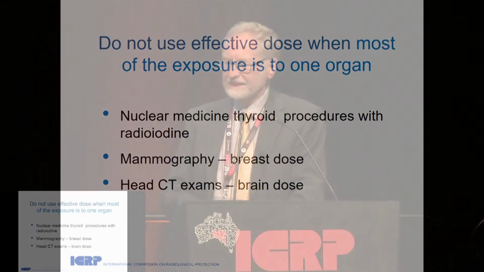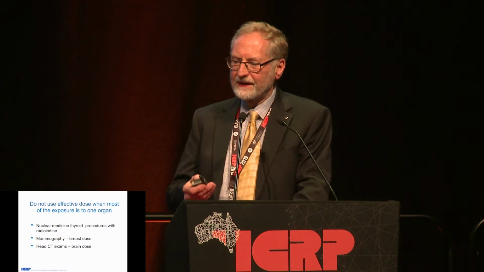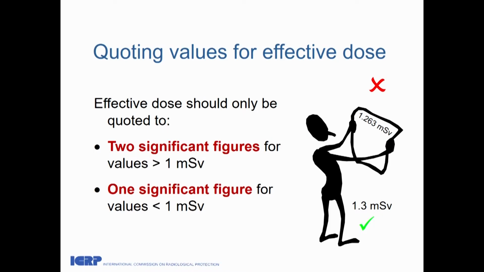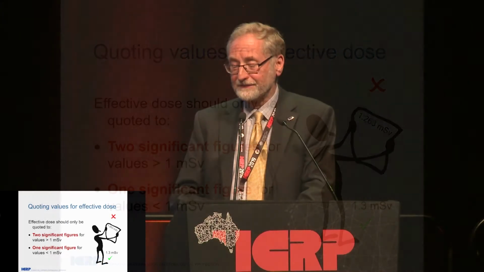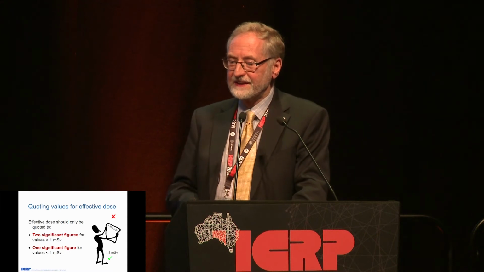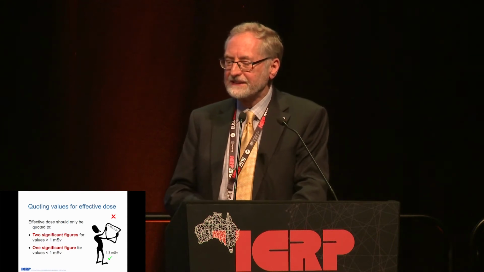Nuclear medicine thyroid procedures with radioiodine, for instance, where all the activity is collecting in the thyroid, mammography, where we're really just looking at breast dose, and head CT examinations, where we're looking at brain dose. For a number of that type of examination, we shouldn't use effective dose. And also, we shouldn't quote effective dose to the number of significant figures that I see in many papers that I referee. 2 significant figures is sufficient for values over 1 millisievert, and 1 significant figure for values less than 1 millisievert.